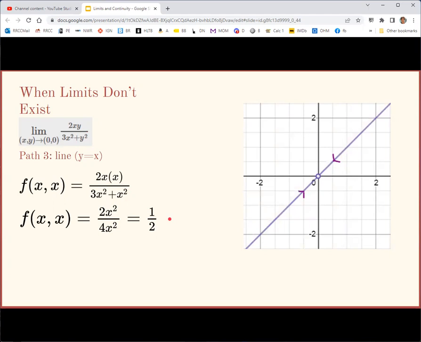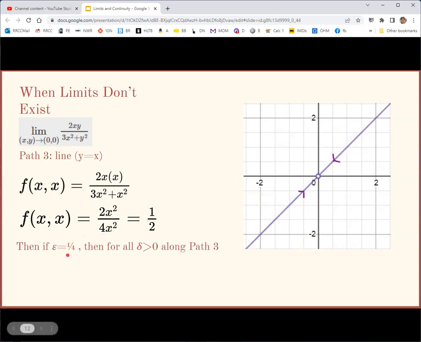Now, if all the limits agree, that suggests that the value they're all agreeing to is the limit. But if any one of the limits is different, then the limit does not exist, for the same reason that it didn't when we had left and right limits not matching up in functions of a single variable. So this 1/2 being different from those two previous limits of 0 tells me right away that the limit does not exist.